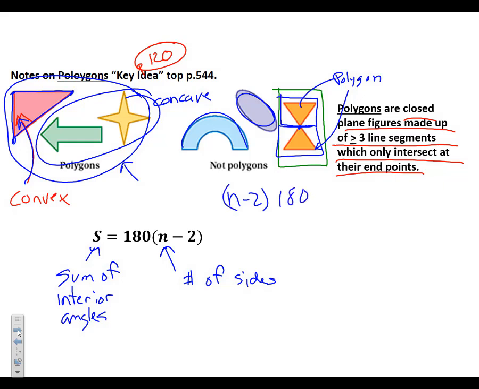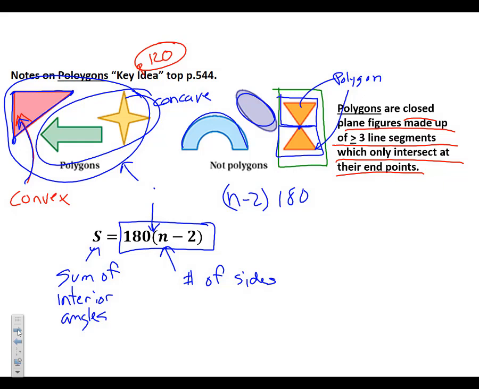And you know what? The commutative property says we can multiply in any order, right? So I prefer to do this. The book prefers to do that. You get to do what you prefer to do, all right? So we take the number of sides of the polygon, subtract 2, and multiply by 180, and we will get the sum of the interior angles.